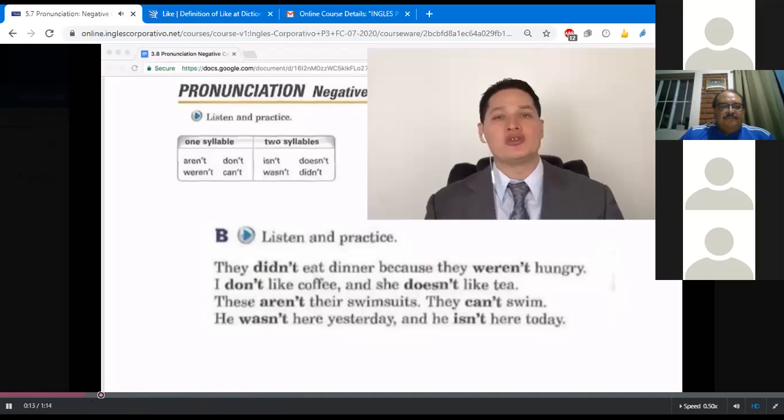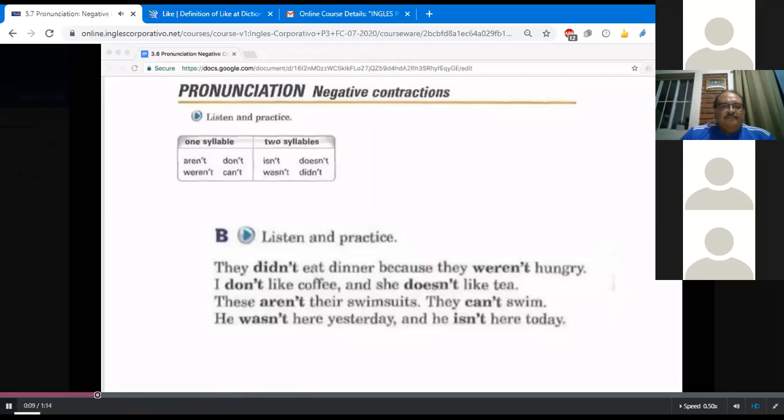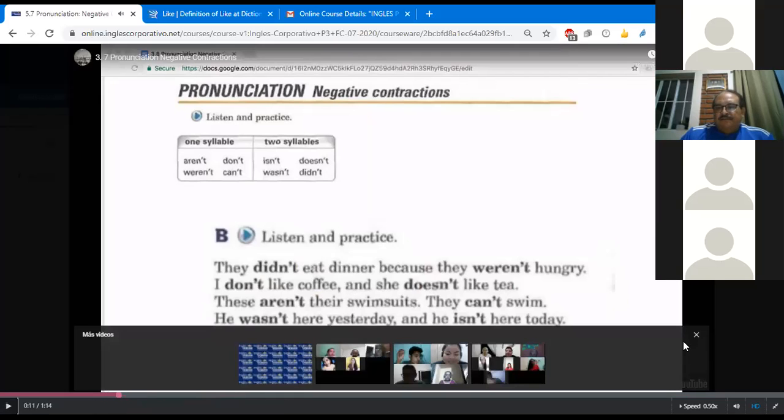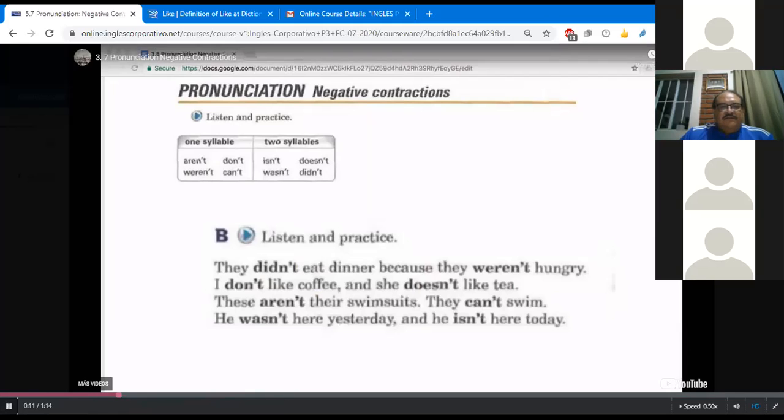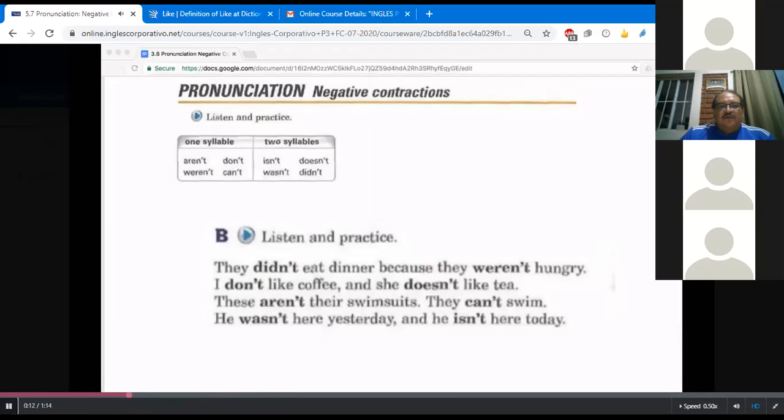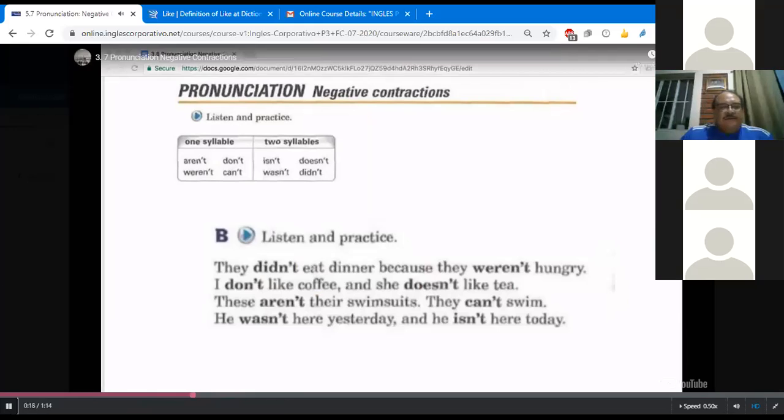So on this chart: aren't. They aren't. Weren't. Don't. Can't. Two syllables. Isn't. Okay, this sounds like if it is only one word, and this one like if it is two words. Isn't.